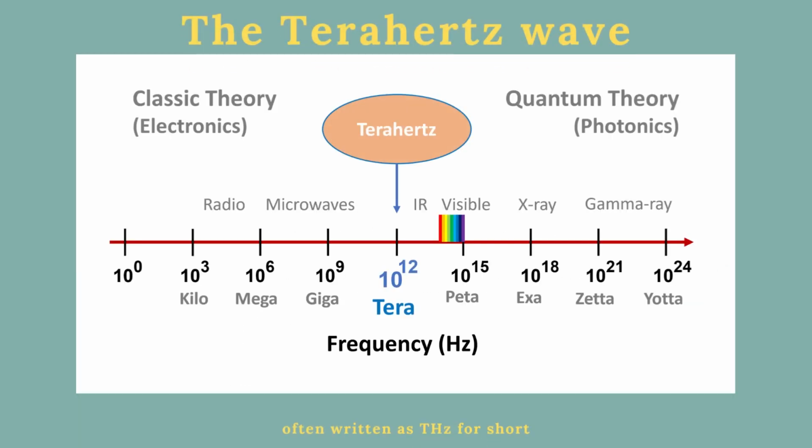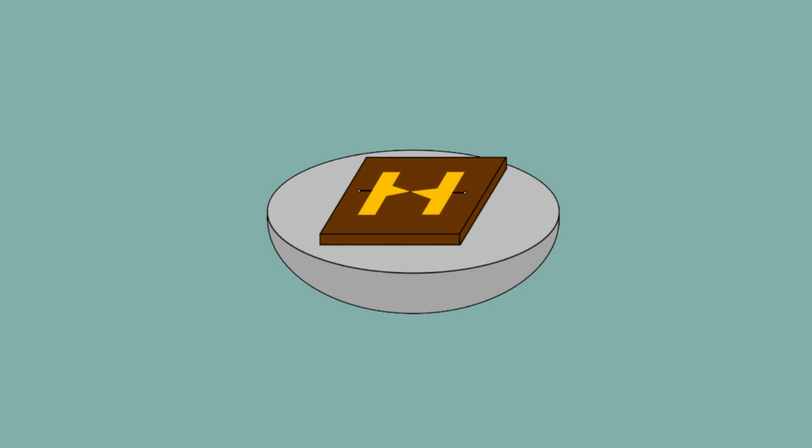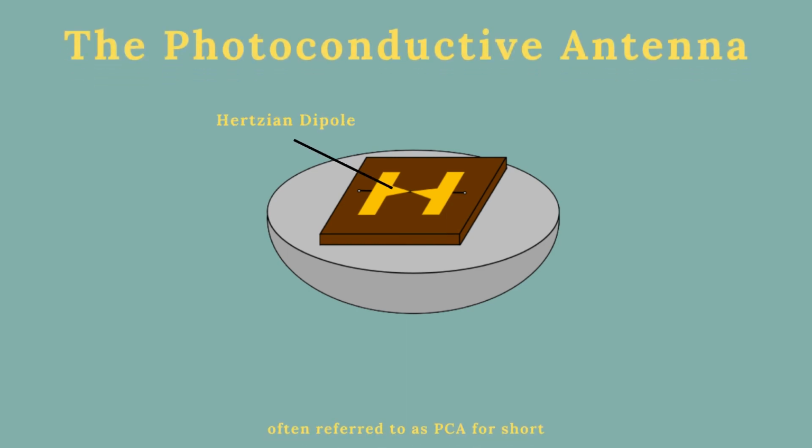Terahertz is a frequency unit of 10 to the 12 Hz located between the microwaves and the infrared in the electromagnetic spectrum. A possible terahertz radiation source is the photoconductive antenna biased by a voltage and pumped by a laser with photon energy greater than the bandgap of the material.